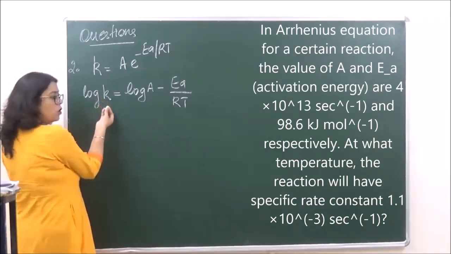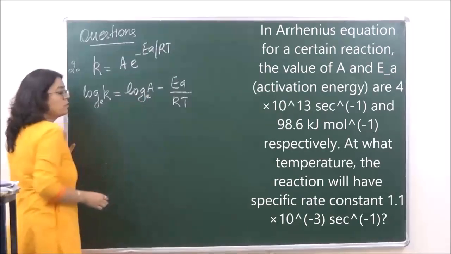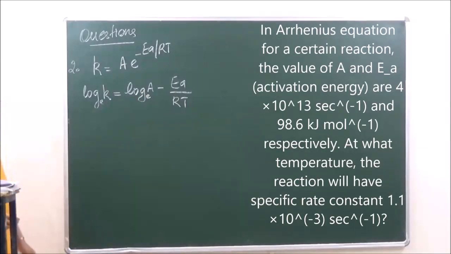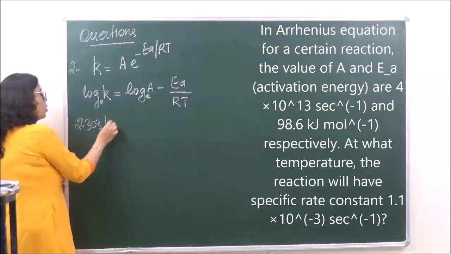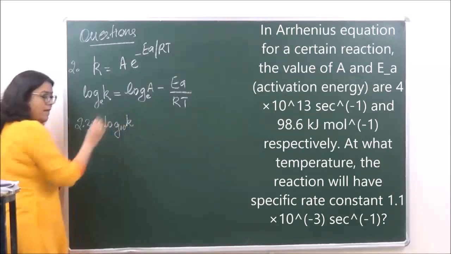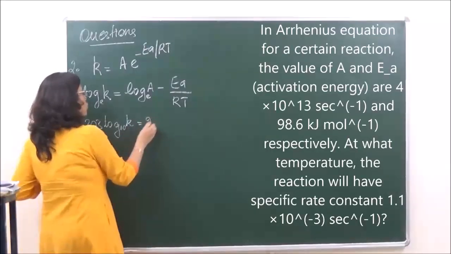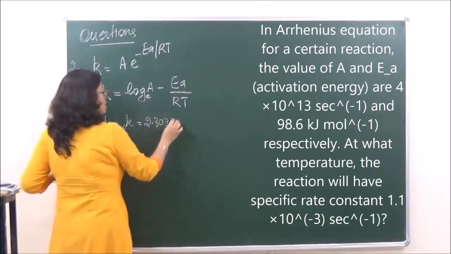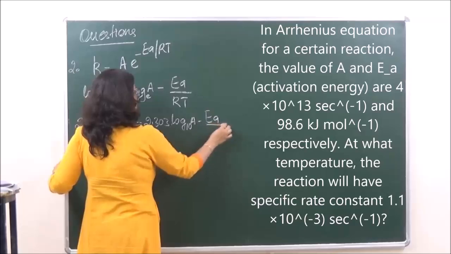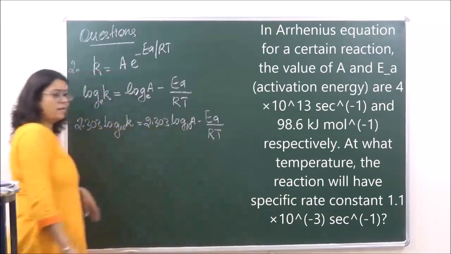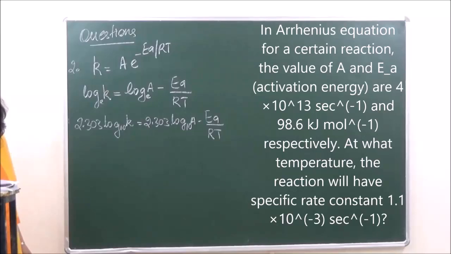Right? So this is the natural log which we are taking, or exponential log, so we can put e over here. In order to convert it to log with base 10, this will become 2.303 log of K. Okay, this is equal to 2.303 log of A minus EA upon RT. Now the value of A is given to us, and what we have to calculate over here is temperature.